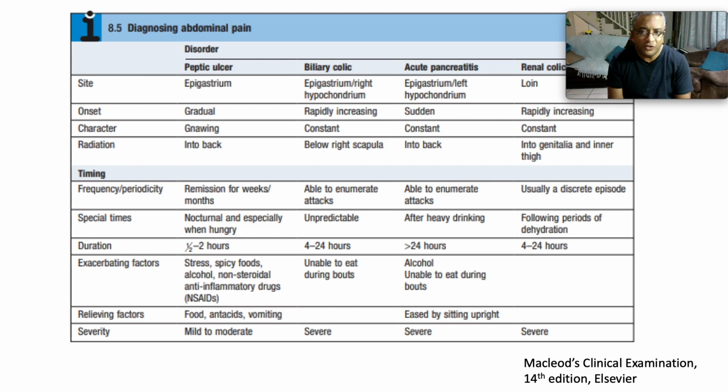The character is constant and radiates into the back. Usually occurs after binge drinking. Duration is about over 24 hours. And exacerbating factors, I beg your pardon, is alcohol, and the patient is unable to eat during those bouts. It's relieved by sitting upright, and severity is severe. Versus renal colic, which is the classic loin to groin pain.